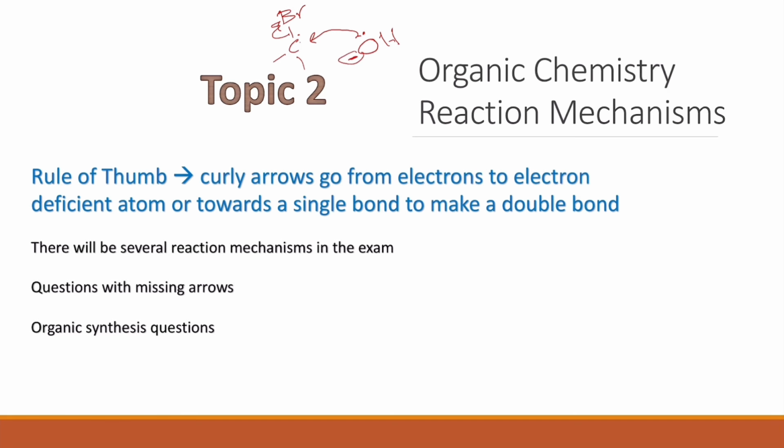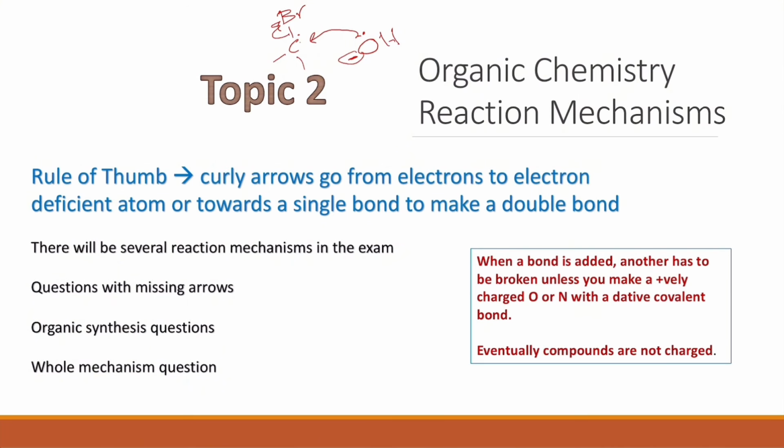Remember that when you draw the mechanism, when a bond is added, another has to be broken at the same time. And there's only one exception here, which is for oxygen and nitrogen, which can have a positively charged oxygen or nitrogen with a dative covalent bond. Like when you have ammonia or water, you can make the bond first, and then you can break the bond between the oxygen and the hydrogen, or the nitrogen and hydrogen, at a later stage by the use of a base. But remember, if you use water as a nucleophile and you add it to something, then the oxygen has to have a positive charge. The next step will be the use of a base. So any base that you use is going to take this hydrogen, this proton, and then we're going to break this bond here. Eventually, all your compounds should be uncharged.